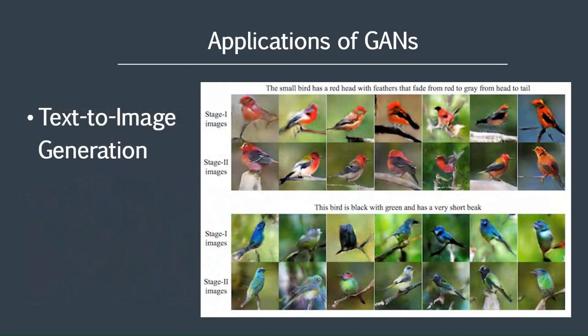Then the other application is text to image generation. Here, we give a text as an input and GANs will produce a realistic picture from the description of the given text. In this picture, we gave this text as an input and these photographs are generated by the GANs. Similarly, we gave this text as an input and GANs produce these pictures as an output.